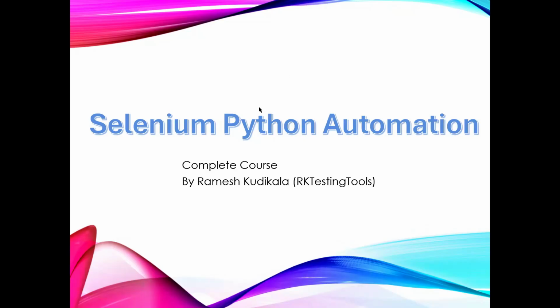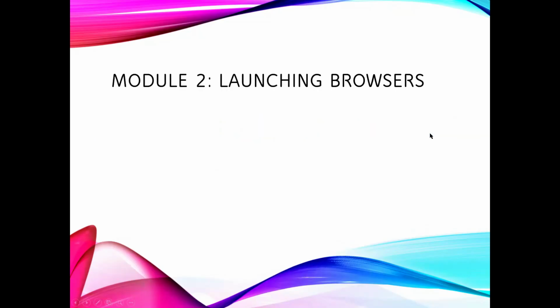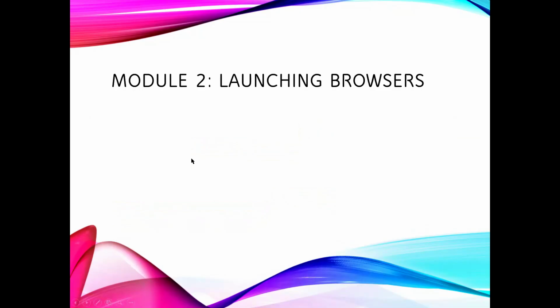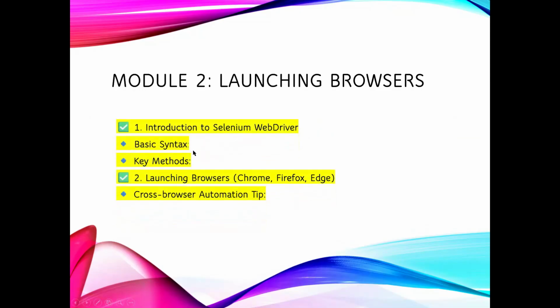In this session, I'm going to talk about module 2. In module 2, we are going to launch the different types of browsers. The topics are introduction to the Selenium WebDriver, basic syntax, the key methods, and we are going to launch the different types of browsers, Chrome, Firefox, and Edge with Selenium, and cross-browser automation tips. Let's go one by one.